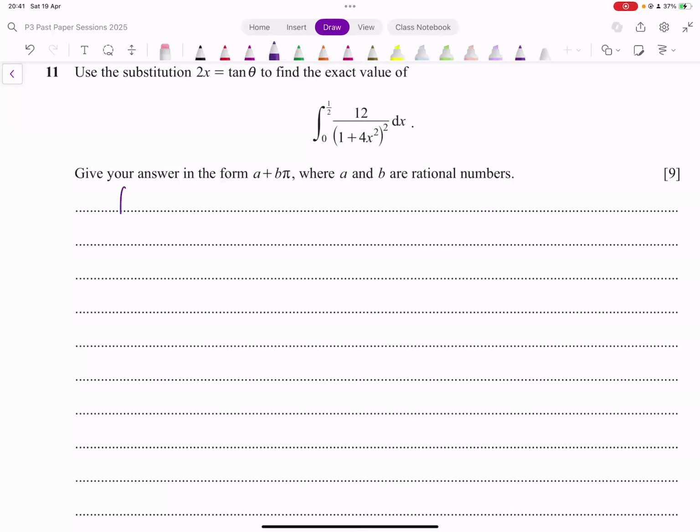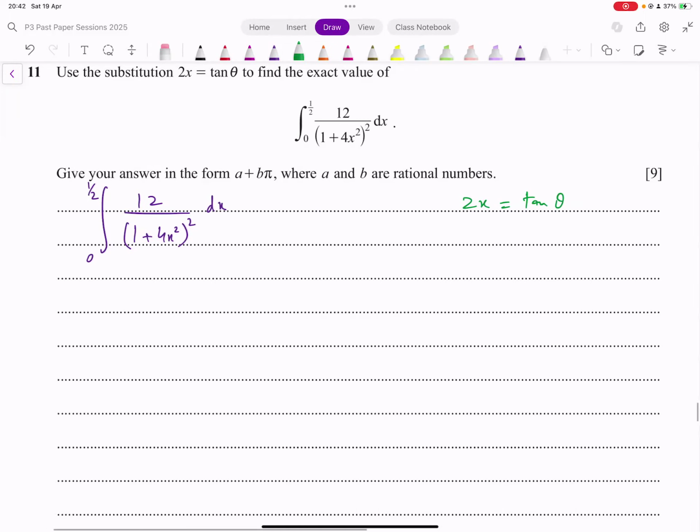Okay, how do we do this? The integral of 12 over (1 plus 4x squared) whole squared dx. Limits are from 0 to 1 over 2. The substitution that we have to use is 2x equals tan of theta. That's the substitution that we need to use.